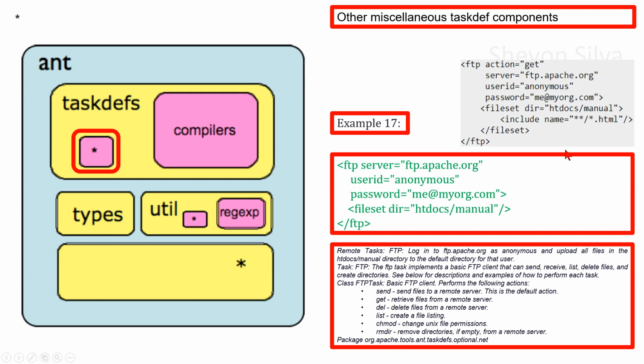Here you can consider getting files from an FTP server. It works pretty much the same way as sending them does. The only difference is that the nested filesets use the remotedir attribute as the base directory for the files on the FTP server, and the dir attribute as the local directory to put the files into. The file structure from the FTP site is preserved on the local machine.